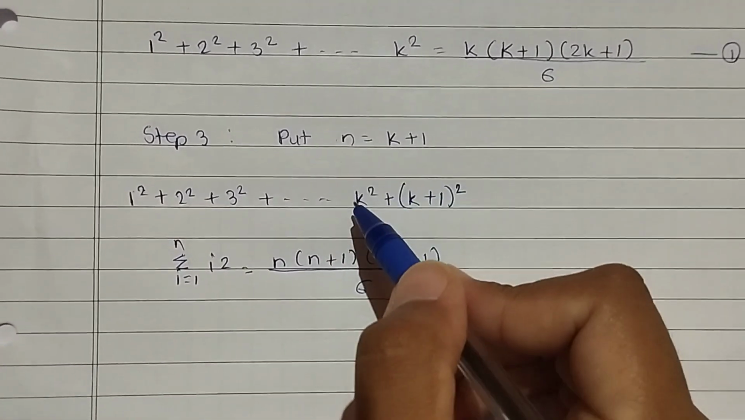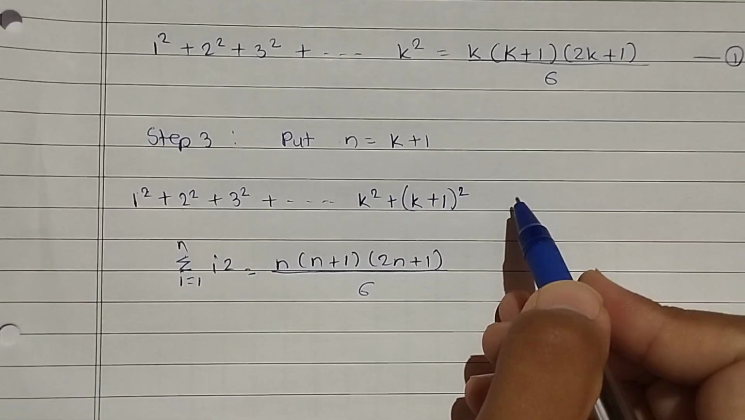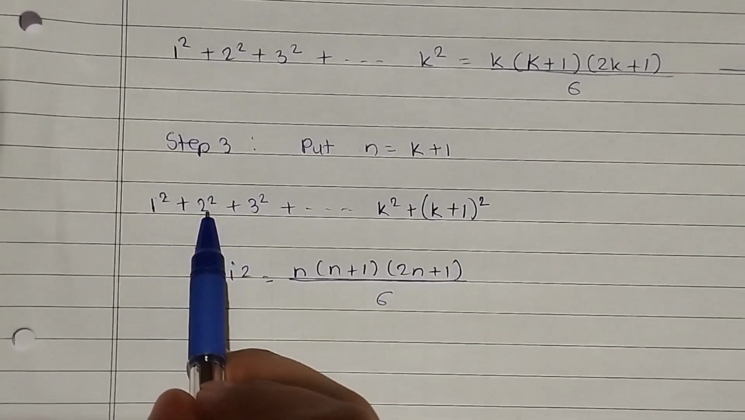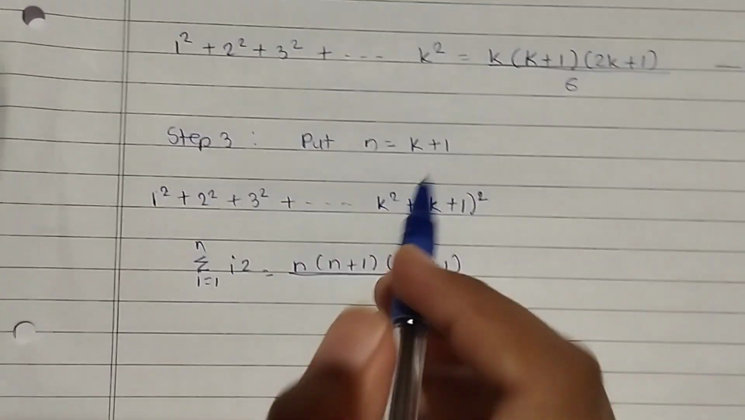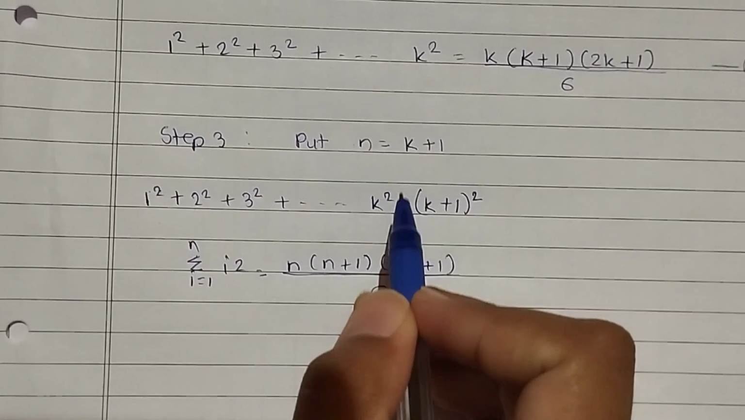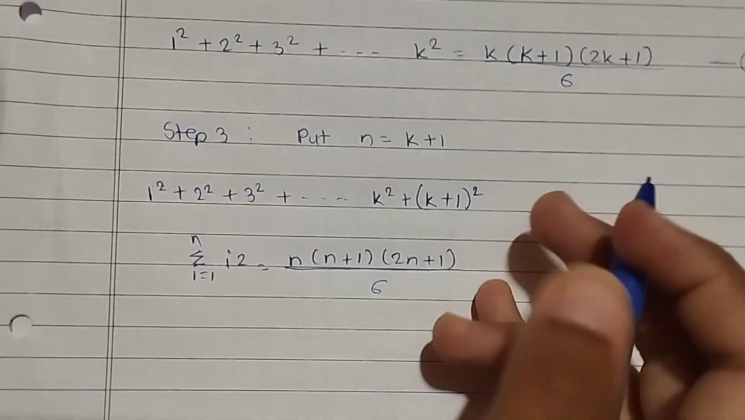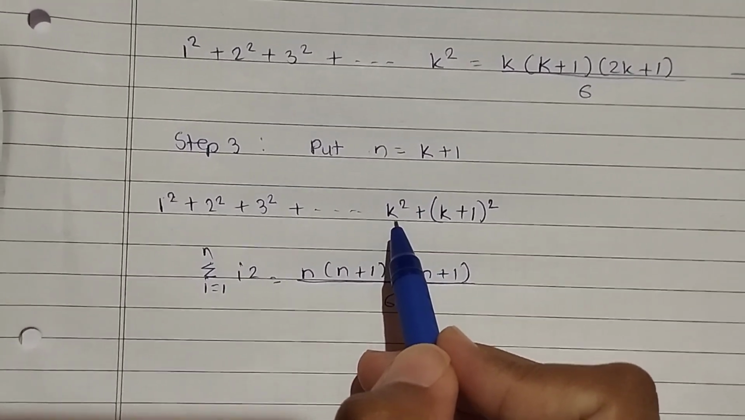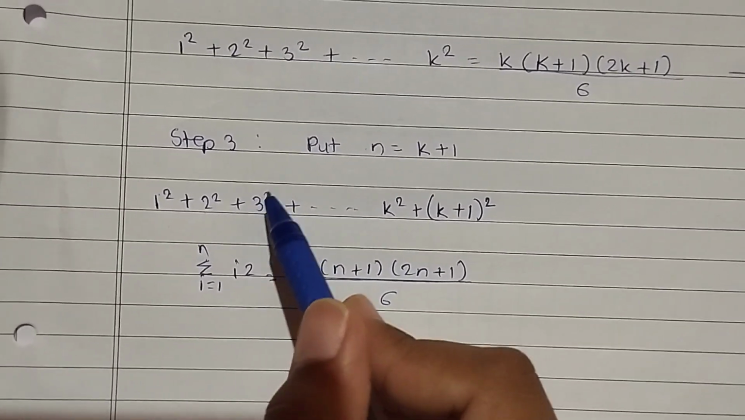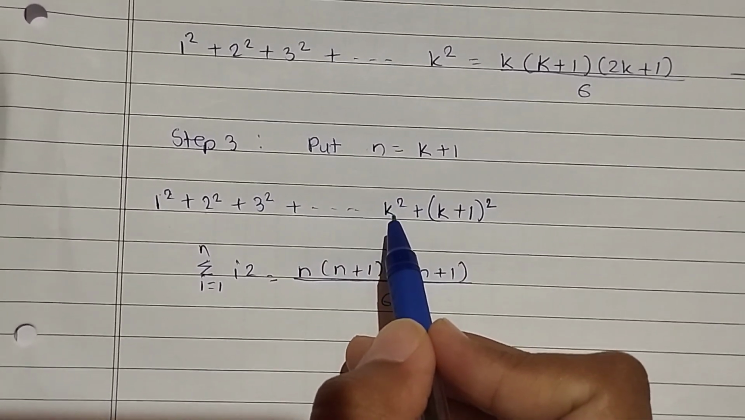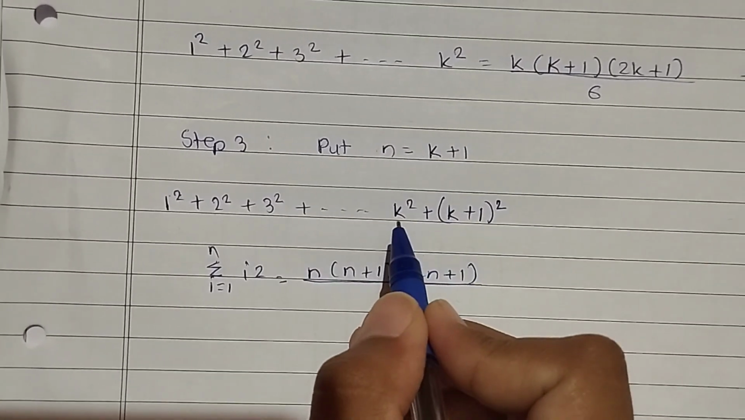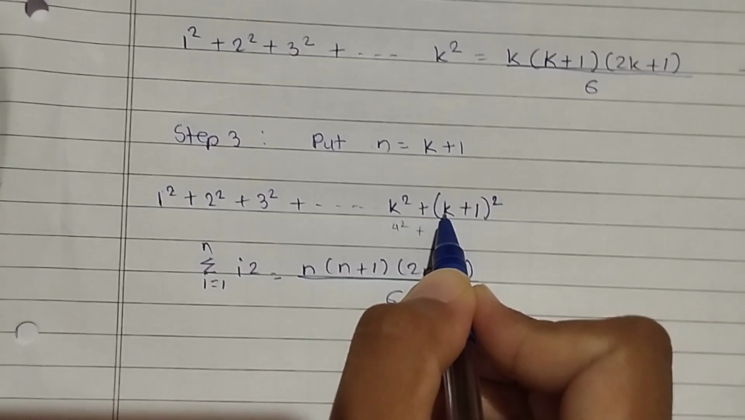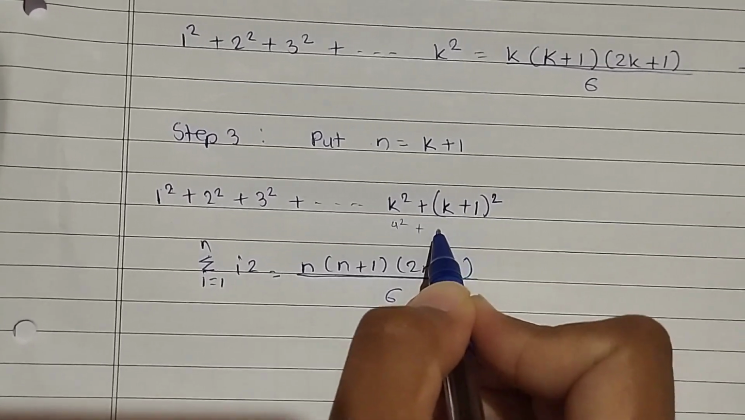So k square plus k plus 1, this is nothing but 1 plus 1, 2. Now 2 plus 1, 3. So if we write k square plus k plus 1 square, the meaning is exactly the same. Let's suppose k is 4. After the 3 square, if we put k equal to 4, then this is the 4 square plus this is 4 plus 1, 5 square.